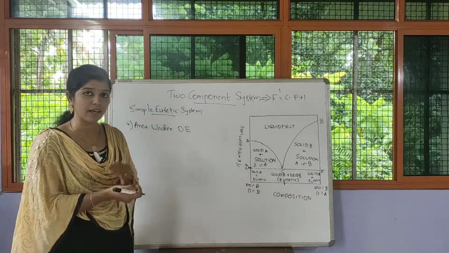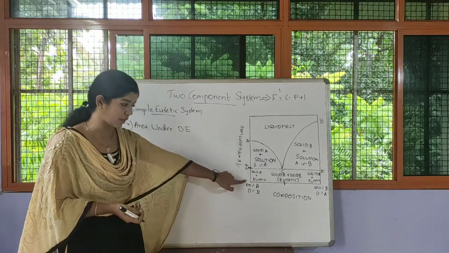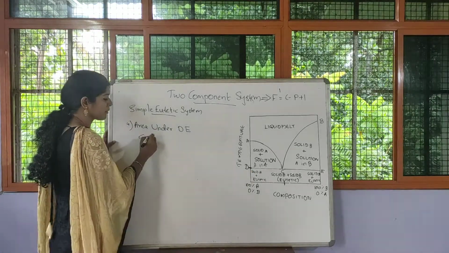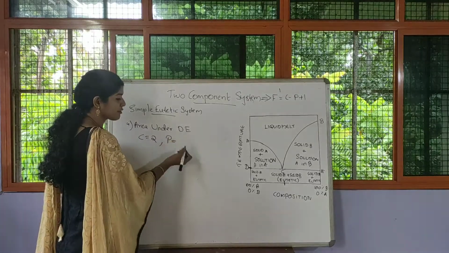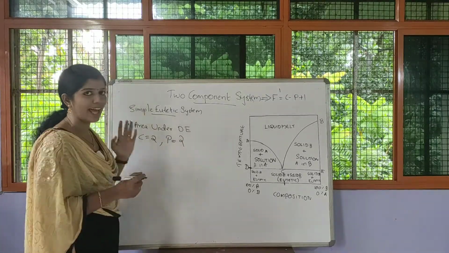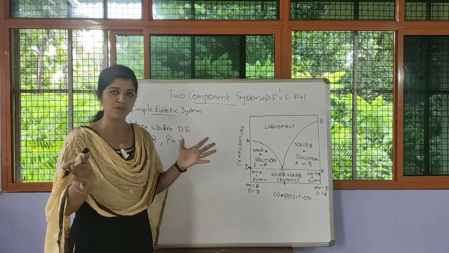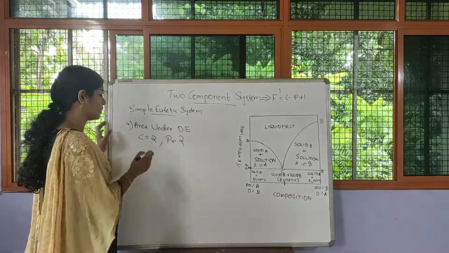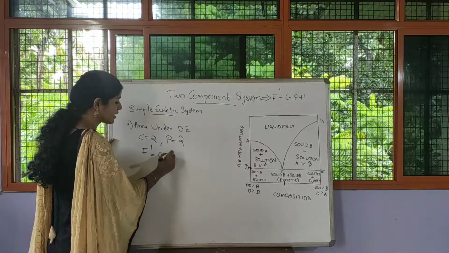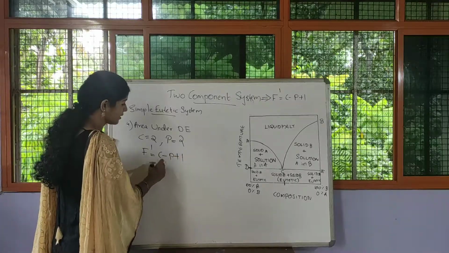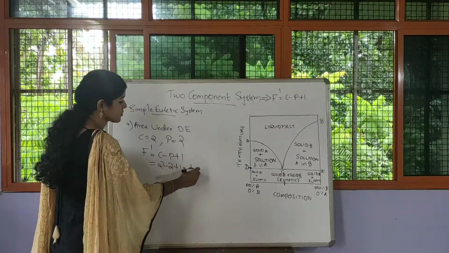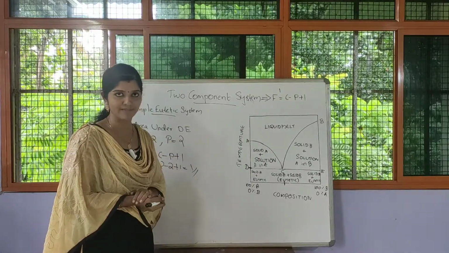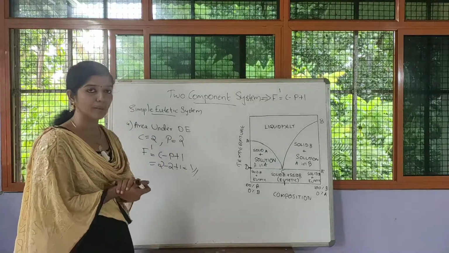If you consider the area below the line DE, you know that solid A and solid B exist. So number of components is 2 and number of phases will be 2. Why? Because you will have solid A also, solid B also. Solid A and solid B represent 2 phases. So F dash will be C minus P plus 1, that is 1. So your system is univariant in this area. Okay. So that's all about our 2 component system.